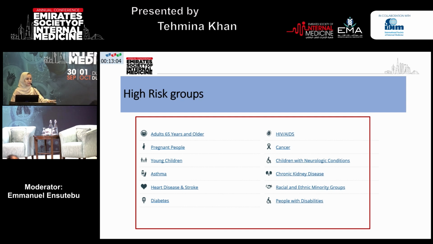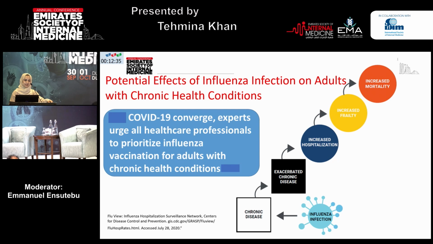So this is the list from CDC. Adults 65 years and older, pregnant women, young children, people with comorbidities, as I said, immunocompromised people, including HIV, patients with cancer, chemotherapy, and children with neurologic conditions, chronic kidney disease. Some of the racial ethnic minority groups, especially American Indians and Alaskans, are also at higher risk. And people with disabilities. So what are the potential effects of influenza on adults with chronic health conditions?